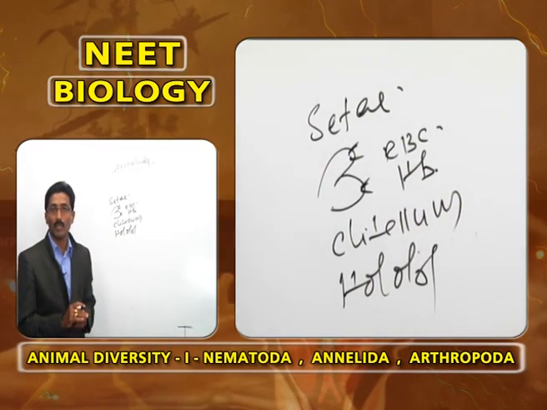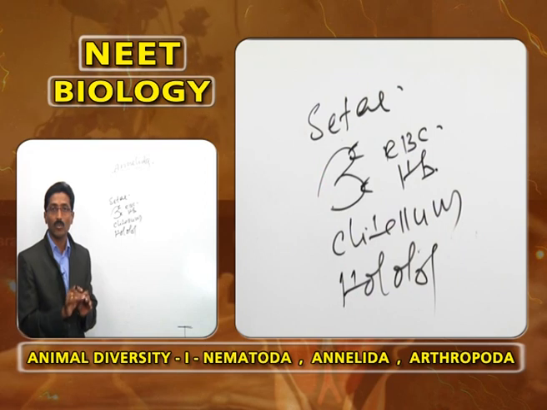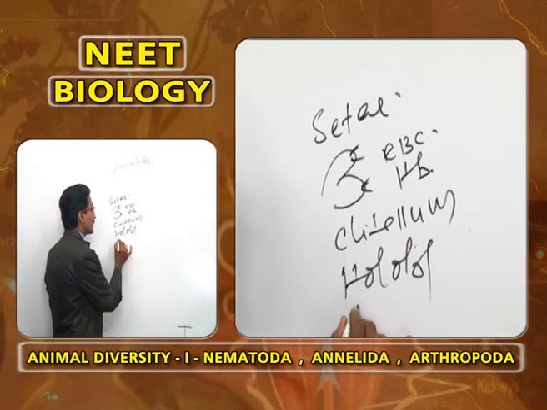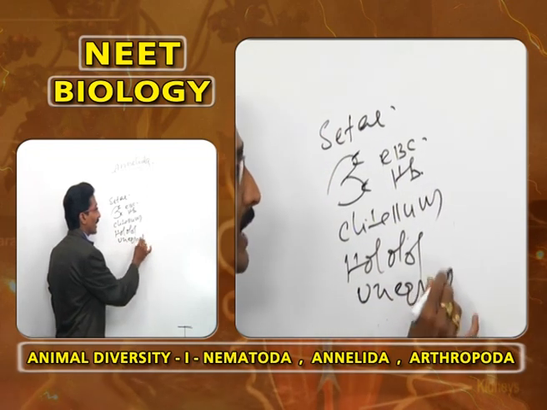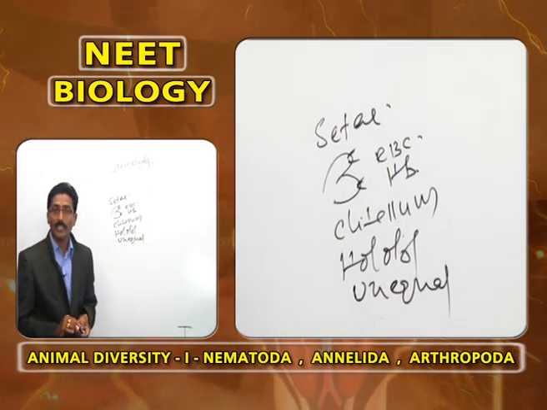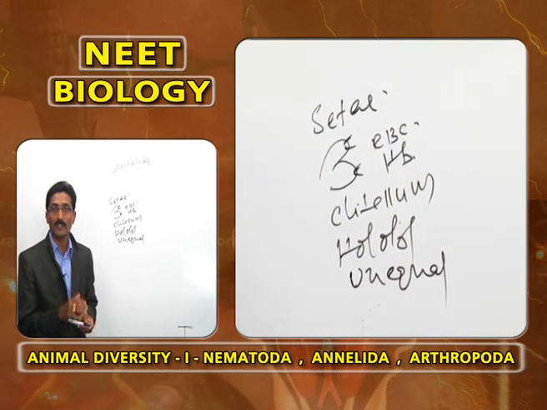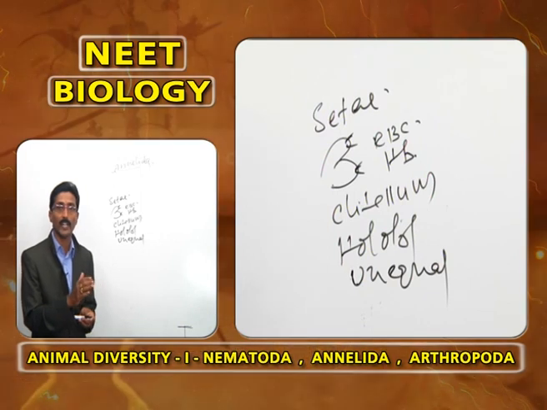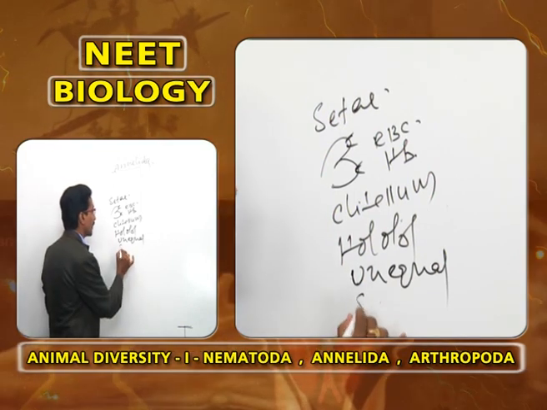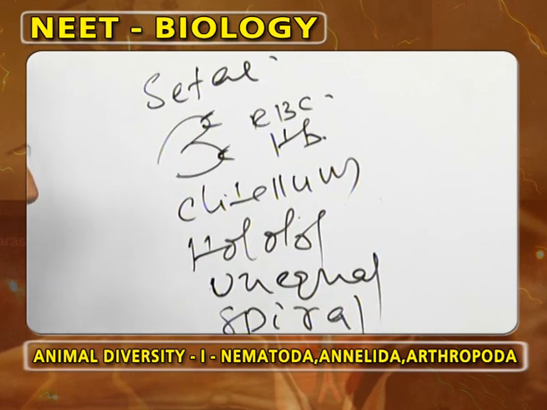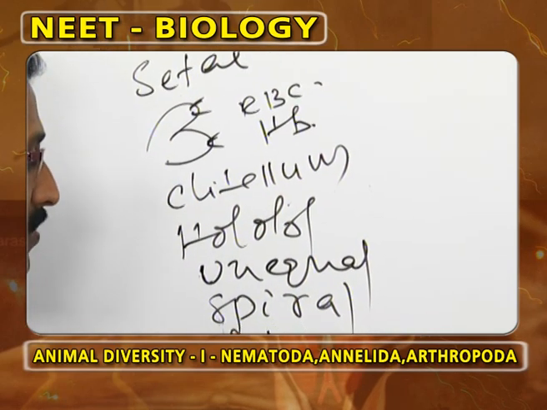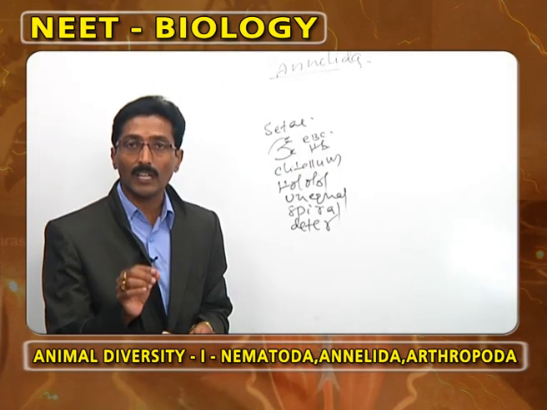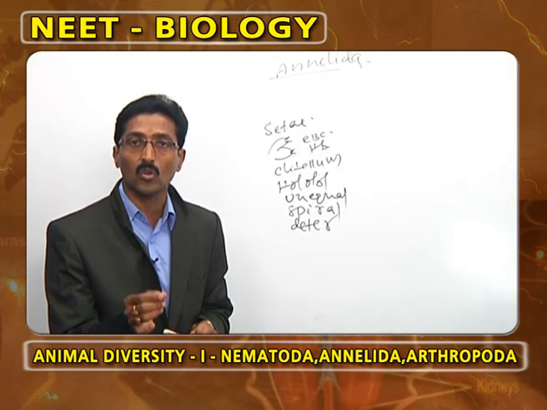What is meant by holoblastic? Every time the zygote completely divides and the cleavage is unequal. What is meant by unequal cleavage? Because of the cleavage, two different kinds of cells will be formed. One we call it as macromeres and the second one we call it as micromeres. And the cleavage is also said to be spiral and the cleavage is also determinate. What is meant by determinate cleavage? The fate of the blastomere is known earlier.